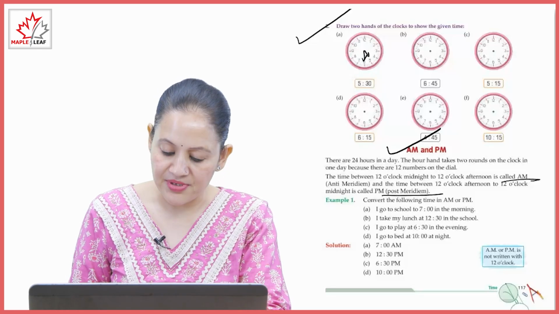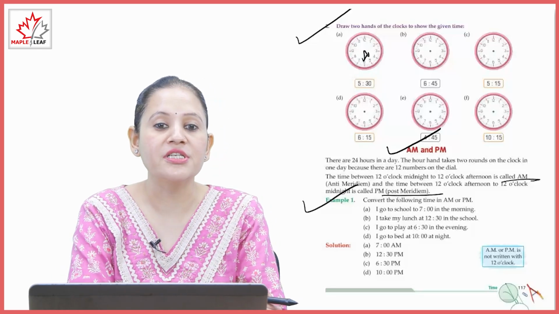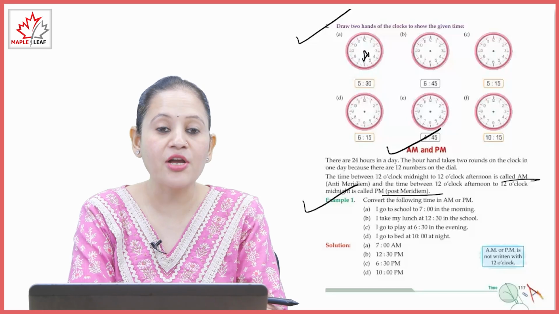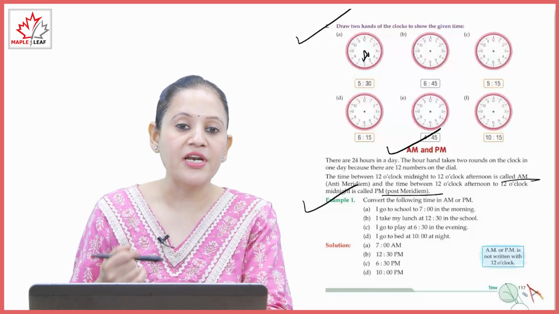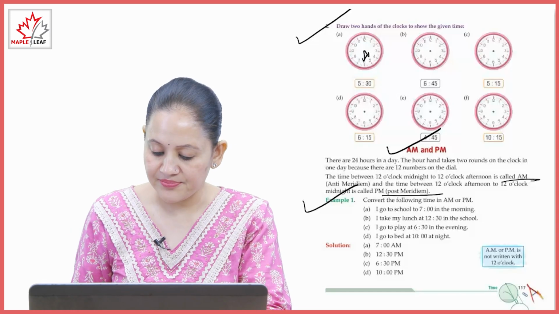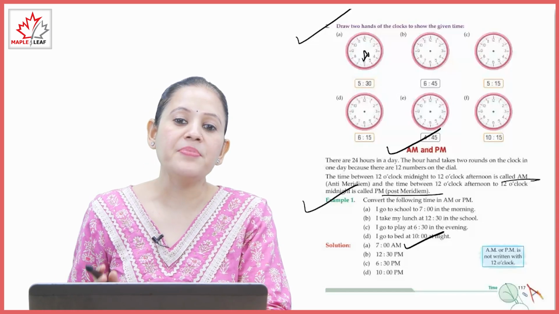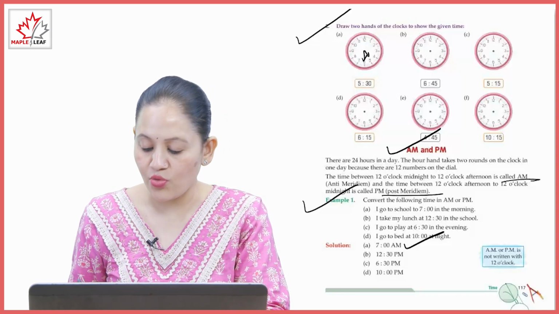Next, we'll take an example. Convert the following time in AM or PM. I go to school at 7 o'clock morning. So 7 o'clock morning, we'll write it as 7 AM. AM and PM is not written with 12 o'clock.